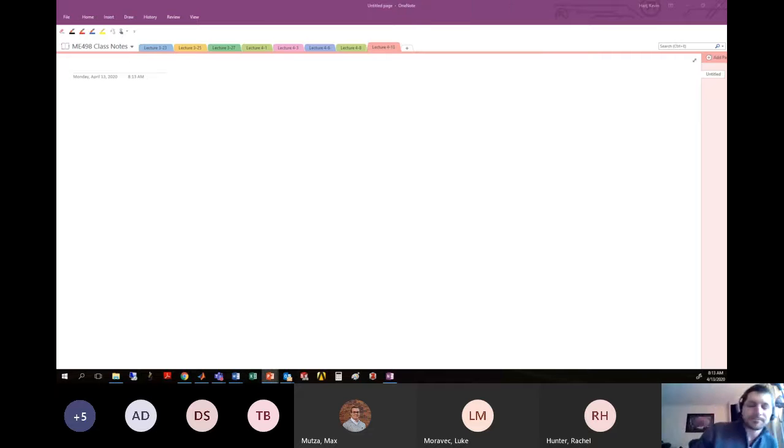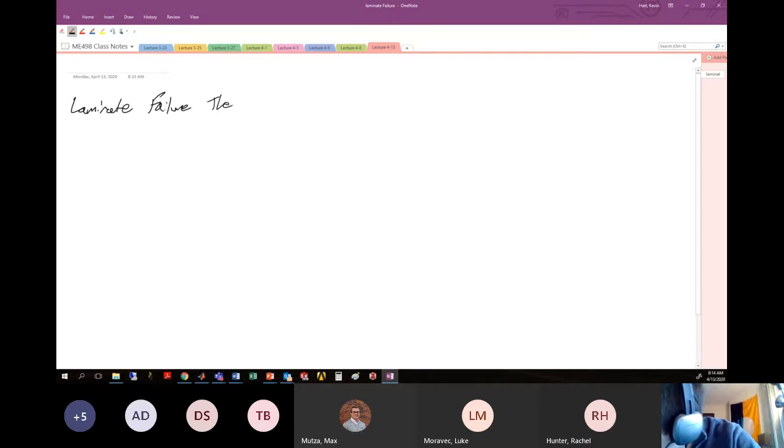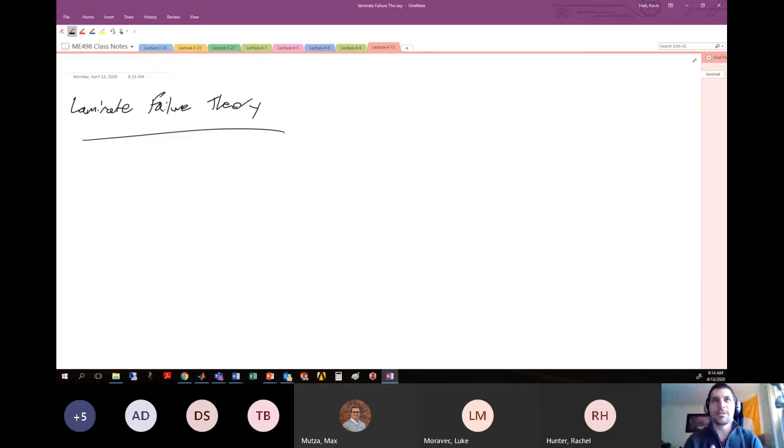All right. So the topic here is laminate failure theory. And the first thing I want to do is talk about a failure progression. If we're thinking about loading a composite in longitudinal tension, how is this thing going to break down and fail? So let's consider a laminate.